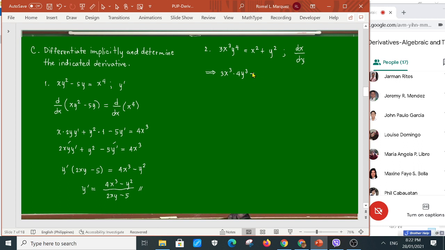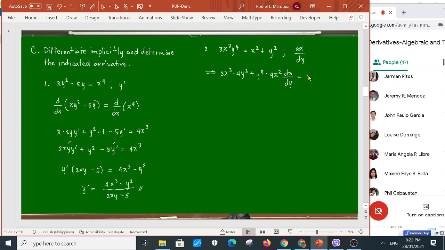Okay, very good. Plus y to the fourth. Yan, ito ang multiply nyo ng derivative niya. So, derivative ng 3x cubed, 9x squared. But you have to multiply by derivative of x with respect to y, because we are differentiating the x, no? Not the y.